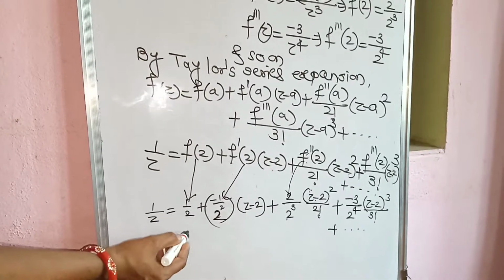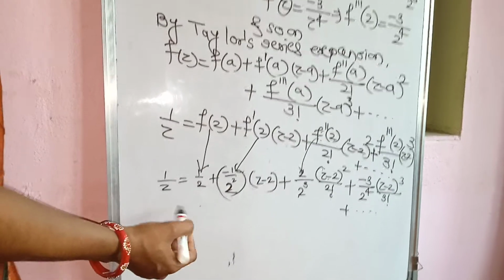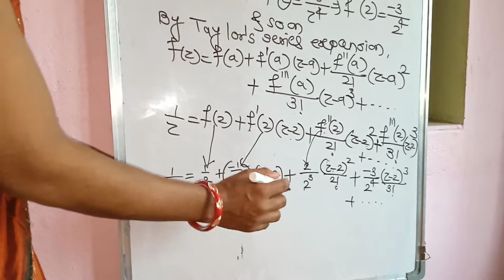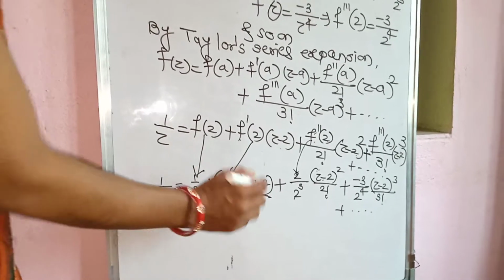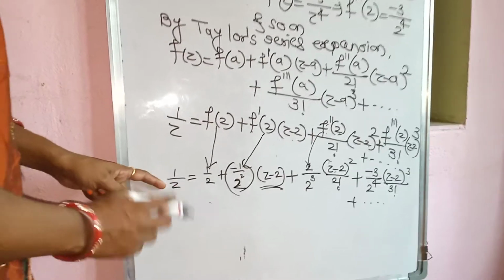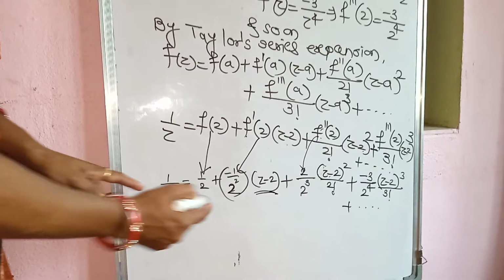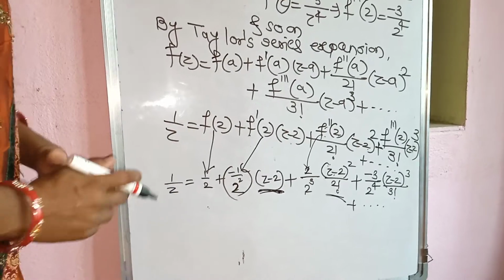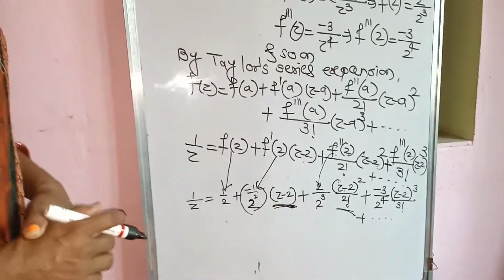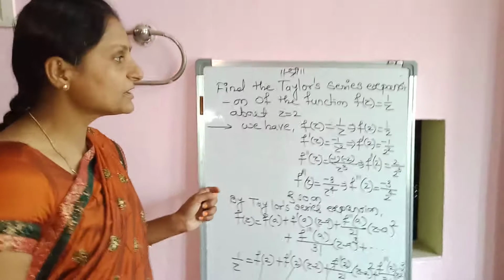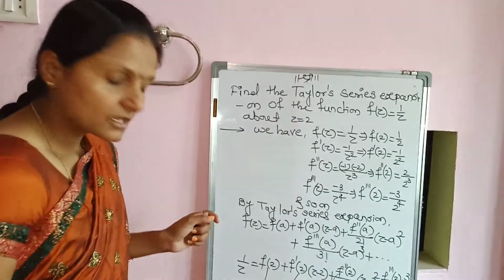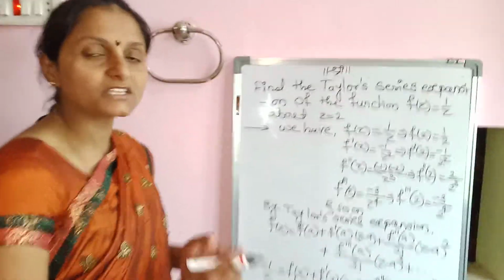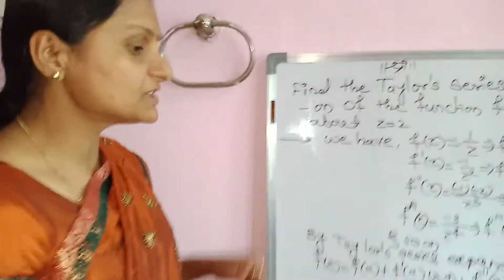So if you try to simplify this series, it is in terms of powers of z minus 2. So this required series will be called as the Taylor series expansion of the function about the point z equal to 2. The same expansion we can write by another form, that is nothing but by another method by using the substitution. So observe it now.